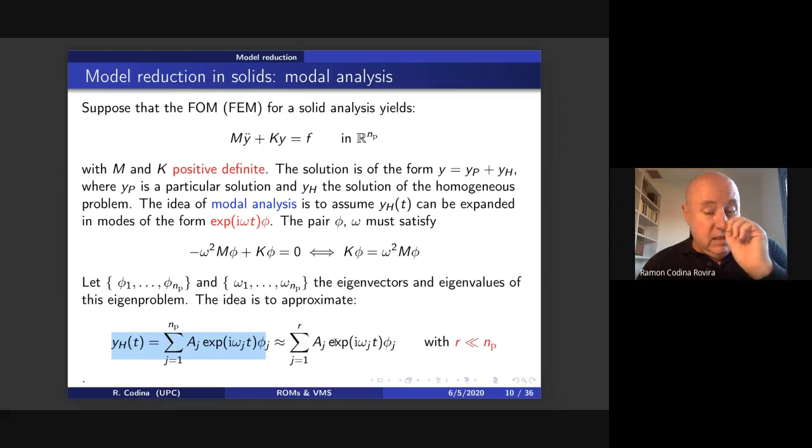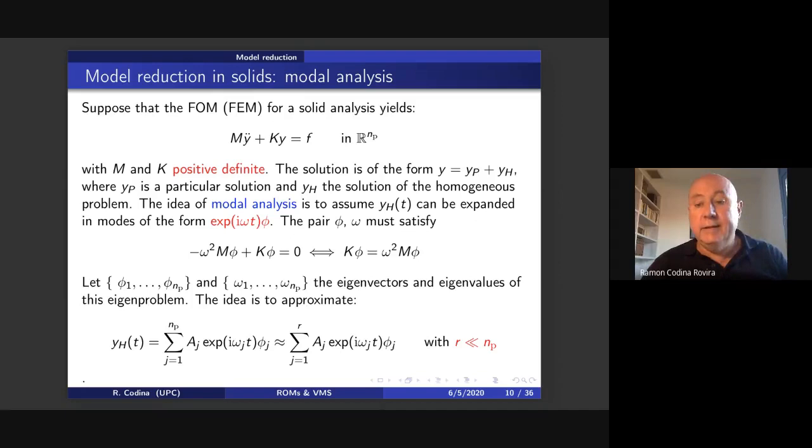And then we have the a_j that have to be determined by the initial conditions. Omega_j are called the frequencies in the case of solid mechanics. And phi_j are called the modes in the case of solid mechanics, okay? This is the idea. But in this case, this is a very simple example of model reduction. So in principle, we had this large problem with many unknowns, with many degrees of freedom, that is reduced very much by taking only R components instead of NP, okay?